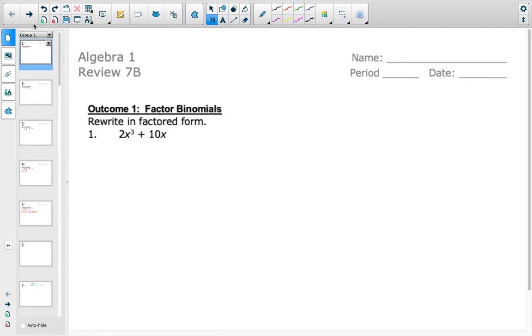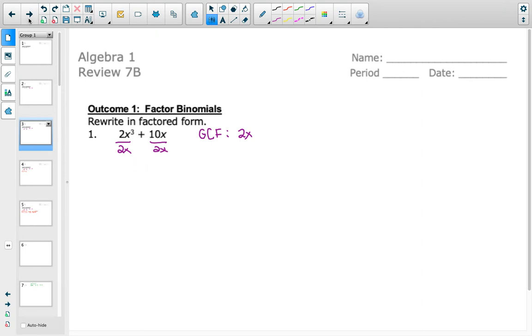Okay, on the first one, what we're going to do is look for a GCF. When we're factoring, the first thing we want to do is look for a greatest common factor. In this example, the greatest common factor is 2x. I can divide this whole thing by 2 evenly, and both share an x, so I can divide by 2x. So that's exactly what I'm going to do. I'm going to divide it.